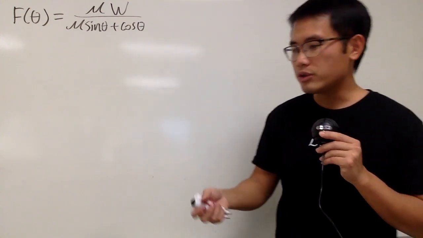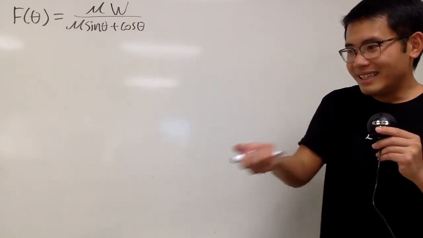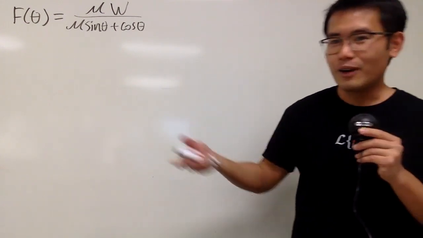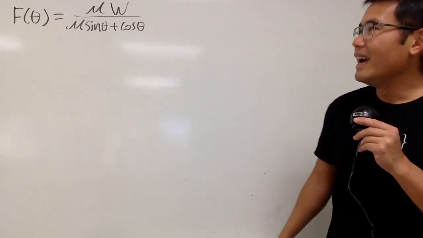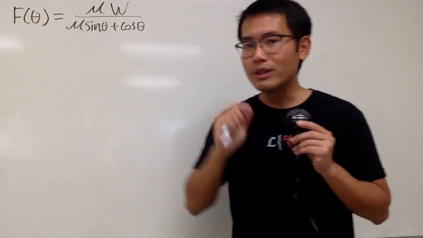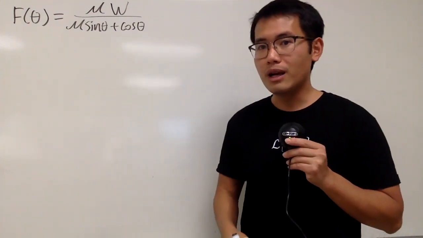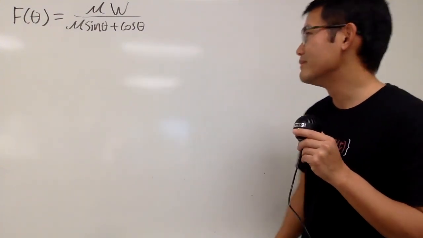And this is the situation where you have the object right here, and you have a rope, and then you just drag it. And then how much force do you need and all that stuff. Anyway, our goal is to find out the theta value so we can actually have the smallest force, right? So you can imagine the theta has to be between 0 to 90 degrees, right?